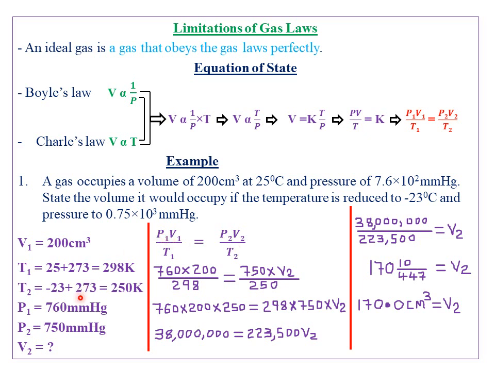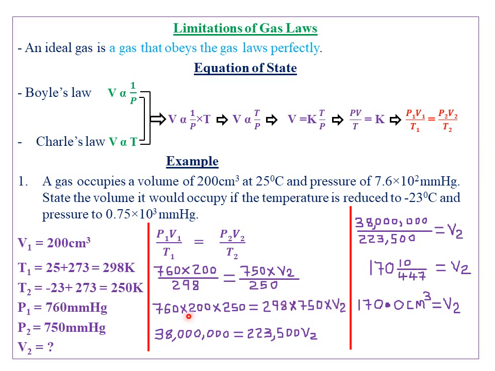Therefore, our P1 is 760 millimeters of mercury, multiplied by our V1, which is 200, divided by our T1, which is 298 Kelvin, must be equal to our P2, 750, multiplied by V2. V2 is the unknown, then divided by T2. Our second temperature, T2, is 250 Kelvin. Therefore, if I do cross multiplication, the 250 will multiply with the numerator on this side, so that I have 760 times 200 times 250 being equal to this denominator, 298, multiplied by the numerator on the right hand side. So that will be 298 times 750 times V2.